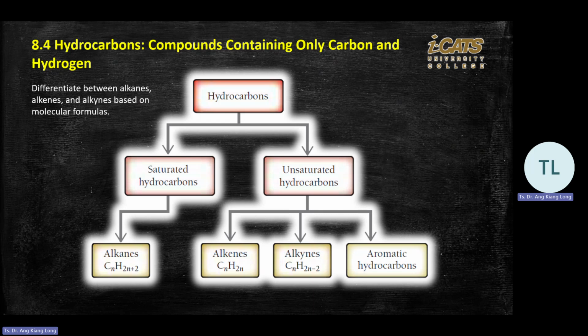So saturated and unsaturated. Under saturated, we have only one family, which is called alkane, with the general formula CnH2n+2. Okay, so alkane, CnH2n+2. No choice, you have to remember all the general formulas of the families.